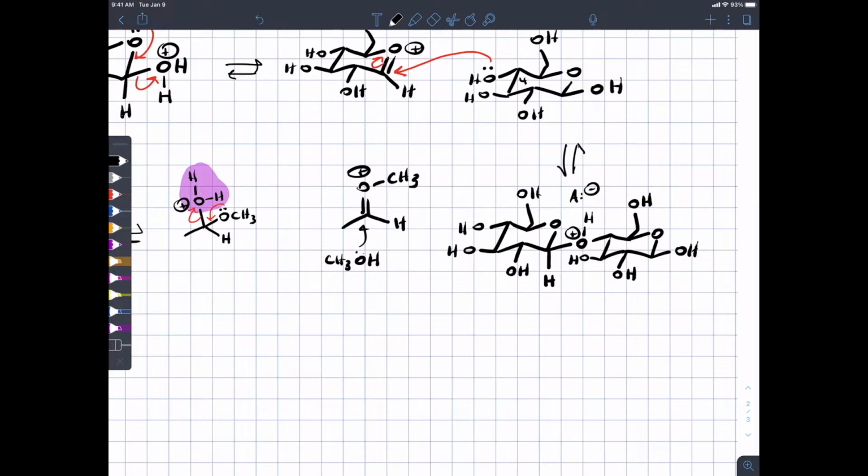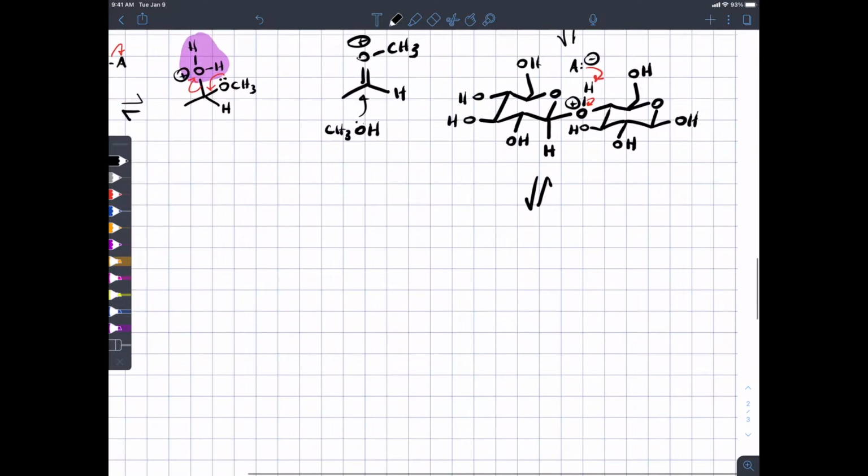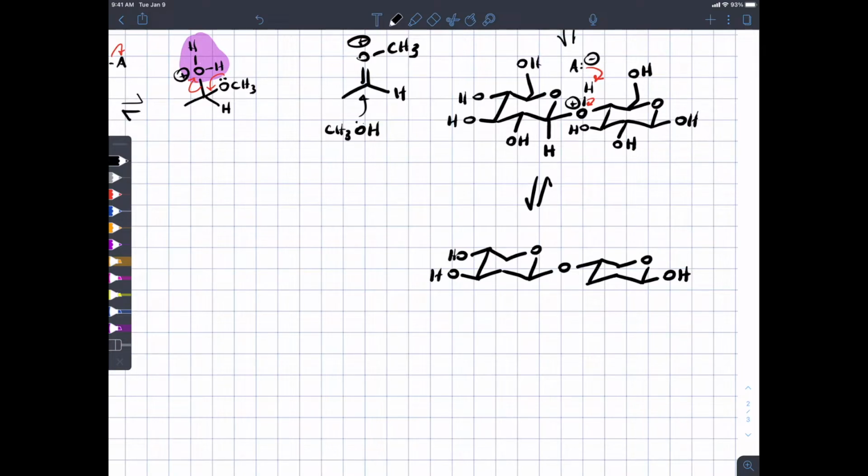Okay, so we can use then the conjugate base of our acid or some enzyme functional group to remove the proton, and that gives us a disaccharide in which we have linked one sugar to the other via an acetal linkage. Where is the acetal? It's right here.